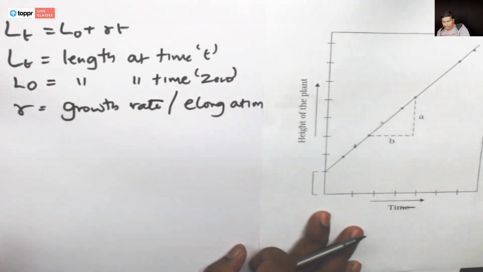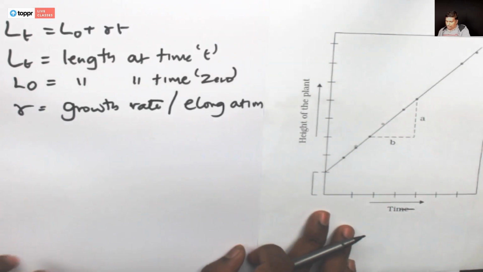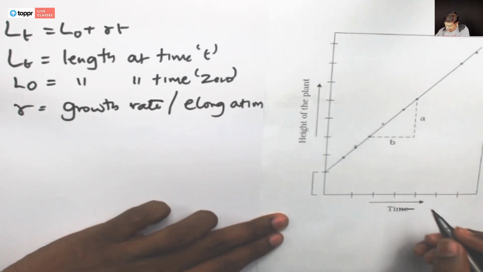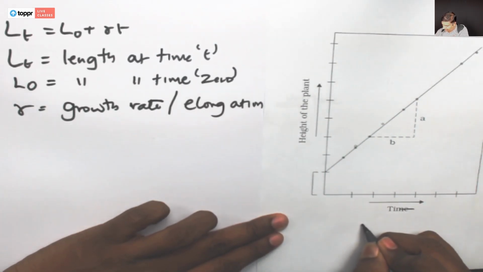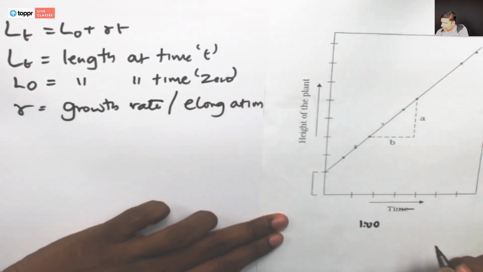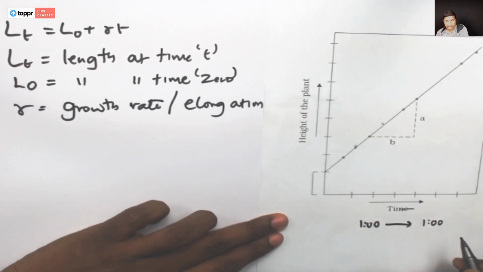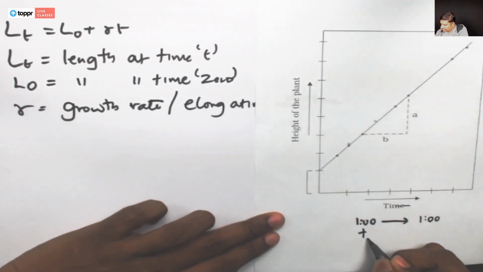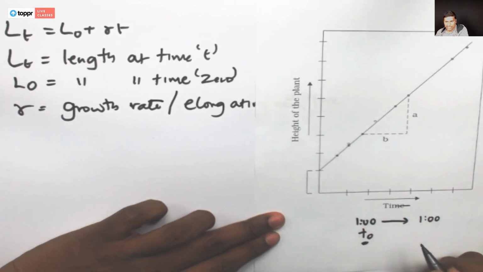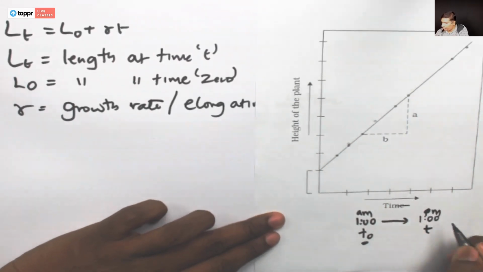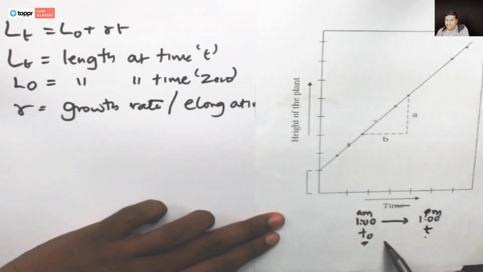So here, LT is the length at time t, and L0 is the initial length. Let's say you measured the length at 1 o'clock, and then the next day at 1 o'clock you are again measuring the length of the plant. So this becomes time 0 and this becomes time t. So this is, let's say, 1 AM and this is 1 PM, for instance, 12 hours.